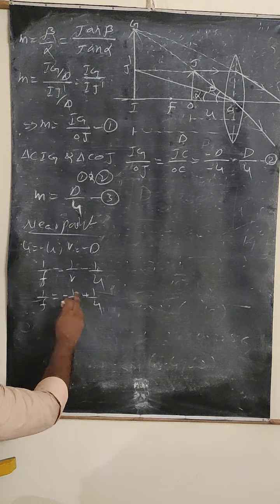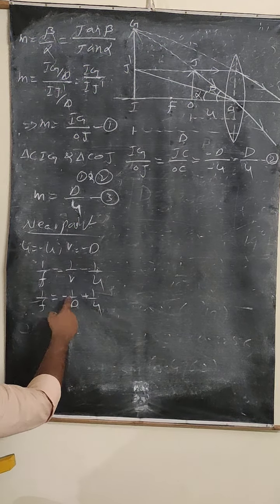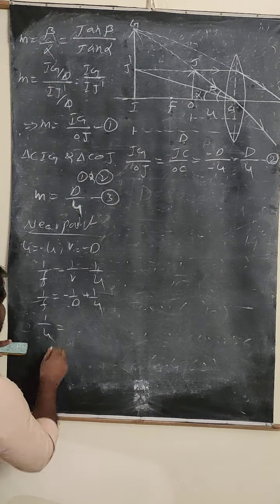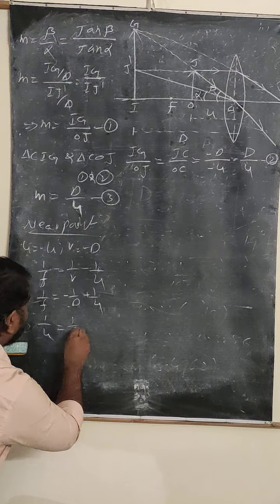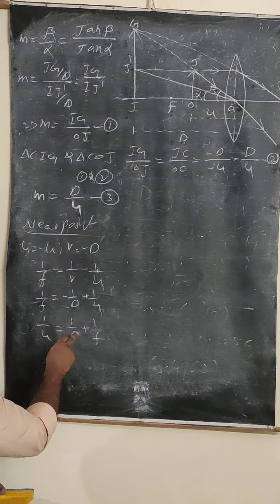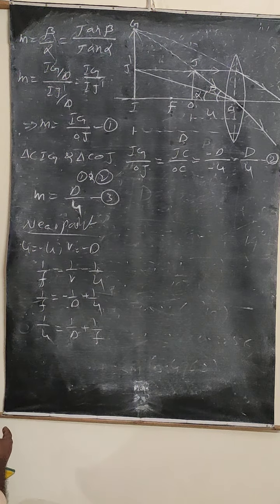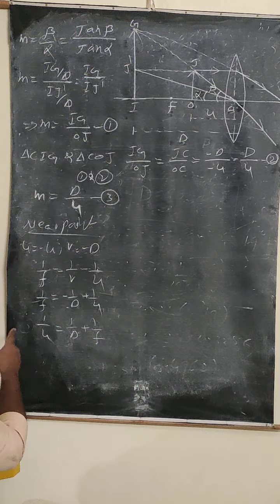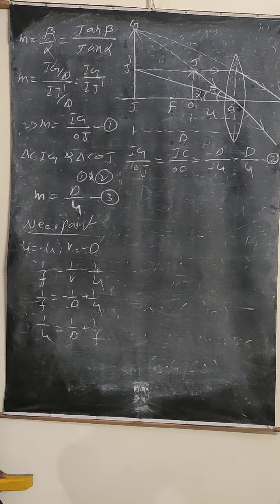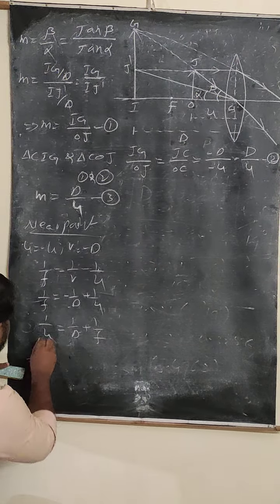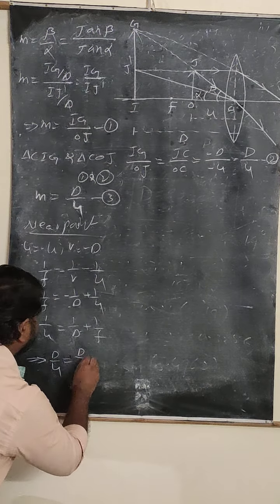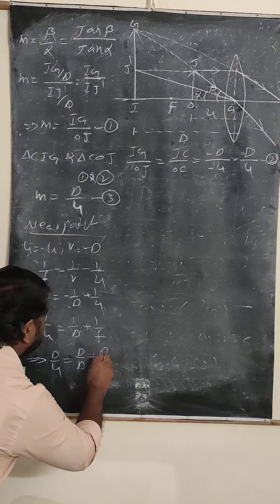Now what am I writing? 1 by u is equal to 1 by d going to this side, it will become plus. So that implies 1 by u is equal to 1 by d plus 1 by f. Now I am going to multiply both sides with capital D, the left hand side and the right hand side. Then this becomes D by u is equal to D by d plus D by f.